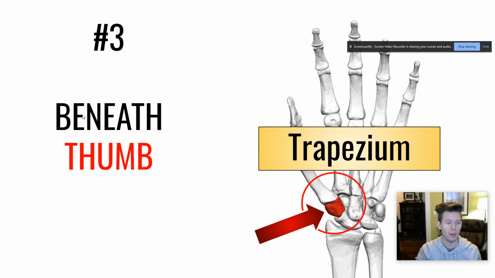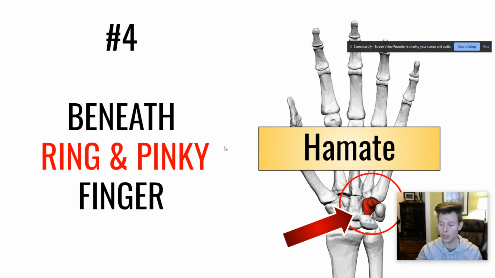All right, the next one. Directly beneath the thumb, you have a bone that is called the trapezium. The way I think about this one is that a trapeze is something that an acrobat might use. And since our thumbs are opposable, they are like the acrobats of the hand. So I always think of trapezium. Makes sense.